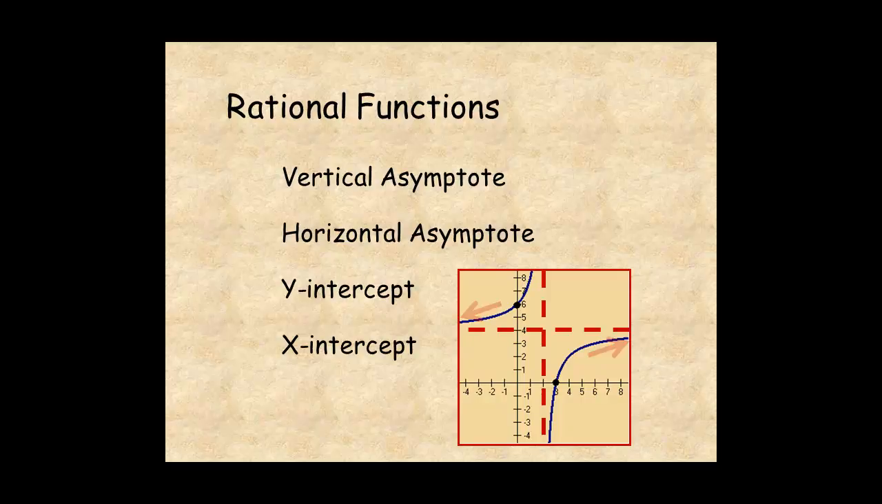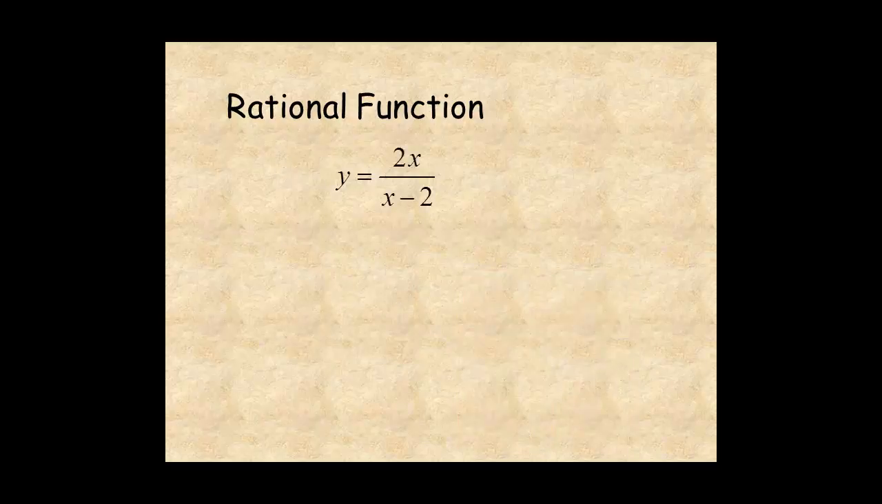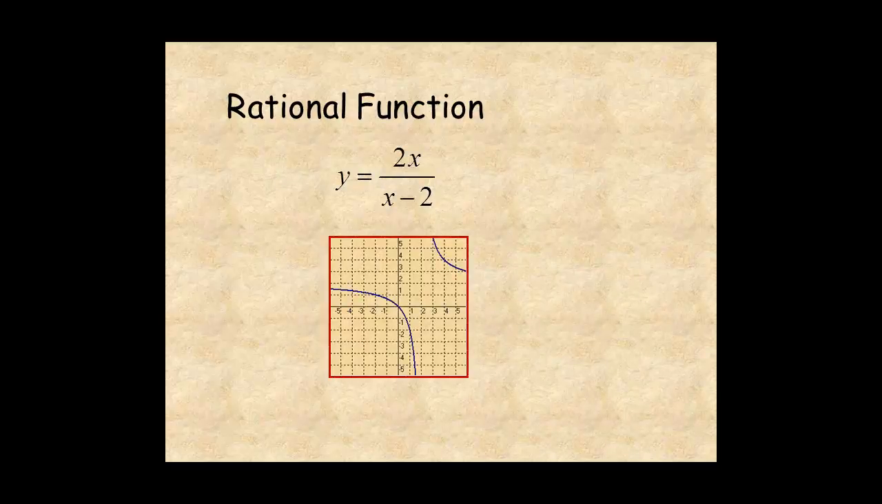The y-intercept is where the graph crosses the y-axis, and the x-intercept is where the graph crosses the x-axis. This lesson shows how to graph the rational function y equals 2x over x minus 2 and variations of that function.